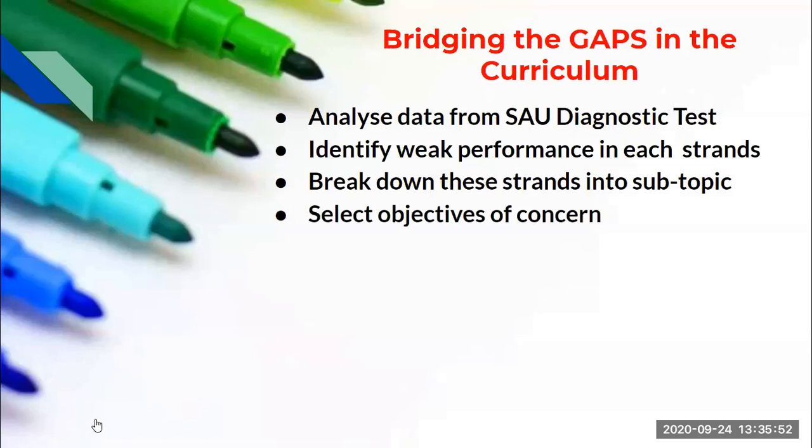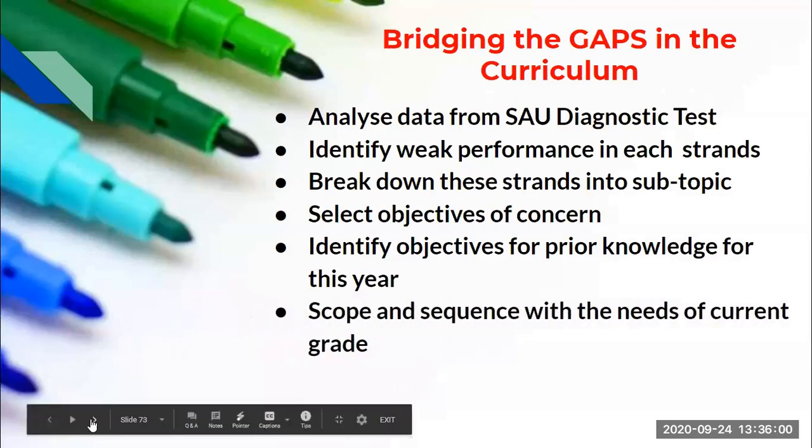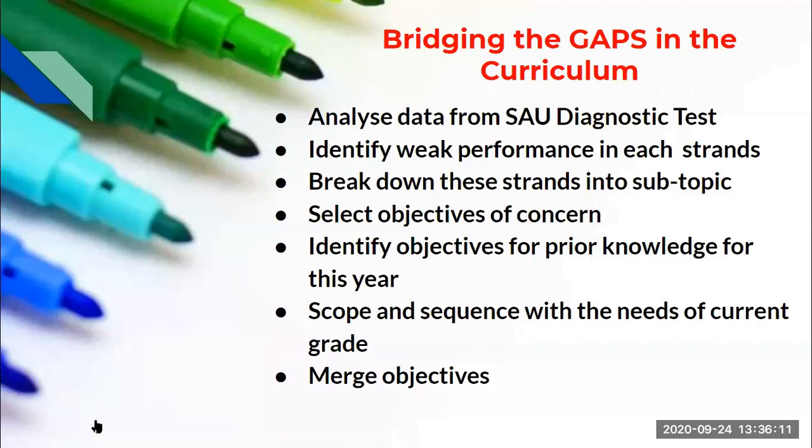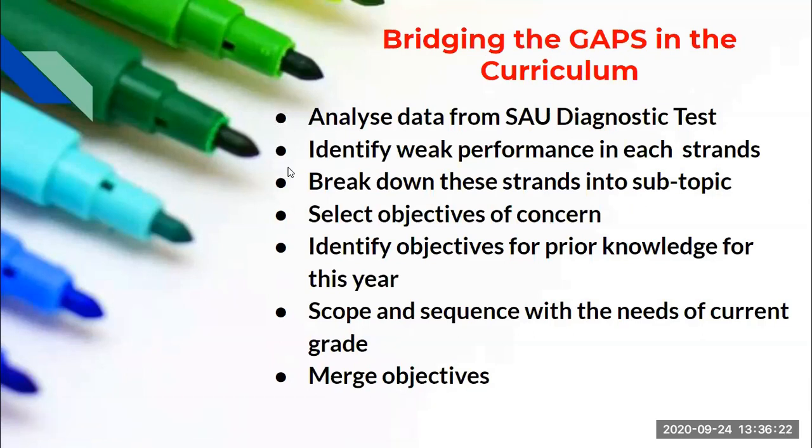Where is the concern? Identify the objectives needed for prior knowledge, and then we develop our scope and sequence with the needs of the current grade in mind. And after we develop the scope and sequence, we merge objectives and we are ready to go ahead and teach. So I hope we have achieved something from our activity. I hope these steps will resonate with everyone, as a guide, as a help to assist us in addressing the needs of our students.